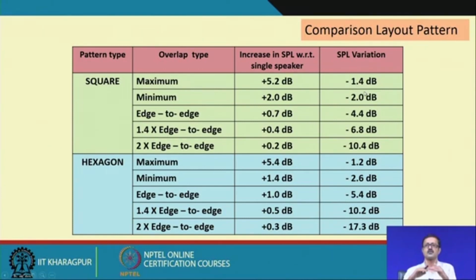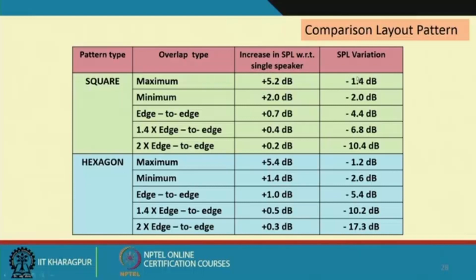So, it is almost uniform, and then if you go for a minimum overlap, the SPL variation is actually increasing. So, these 3 are almost good enough. You have to actually see the SPL variation should not be more than 6 dB. That creates a kind of sound problem, the non-uniformity sound problems. So, from that point of view, the first 3 of the square and the first 3 of the hexagon give you a better type of uniformity, which are below 6 dB level. So, these are the comparison between the square and hexagon and the sound pressure level.